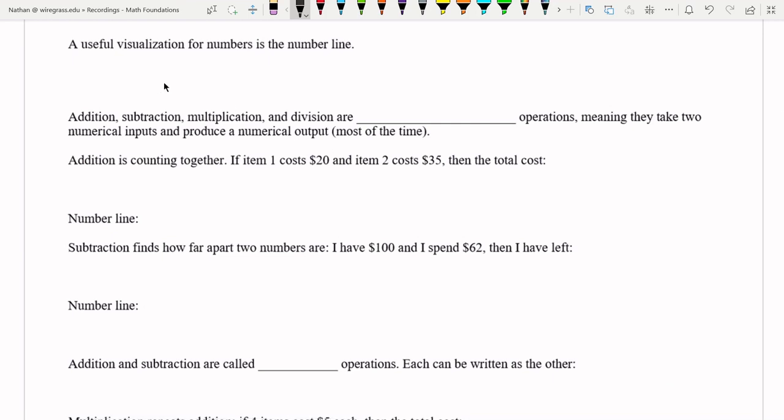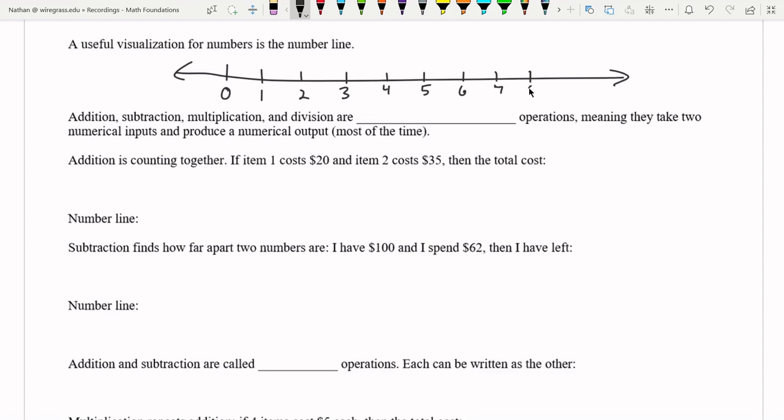A useful visualization for numbers is the number line, and I can draw it like this, a straight line. We can start off with a line for 0, and then 1, 2, 3, 4, 5. I'm trying to evenly space them out. And then 10 would be there, and so on.